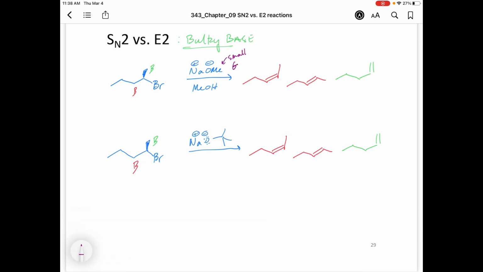Small, good base. This is a huge good base. Huge, very large, all right? This is going to change which of these beta carbons it is going to deprotonate.